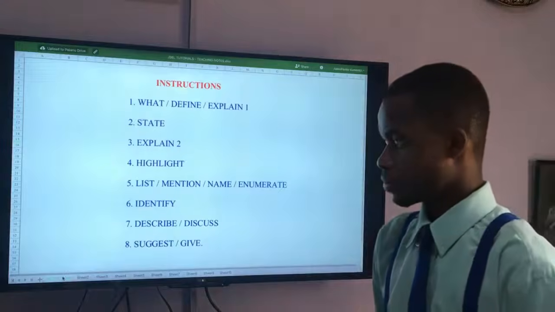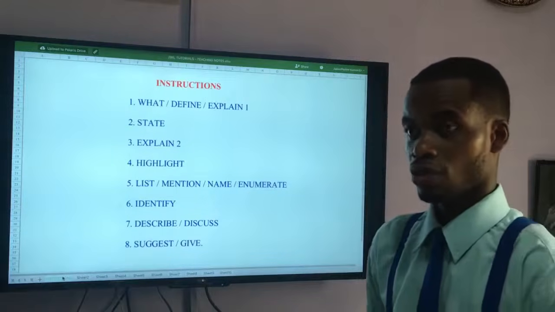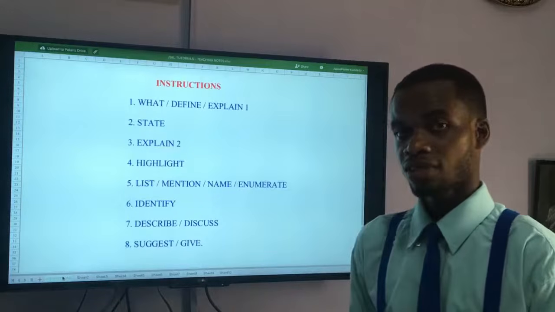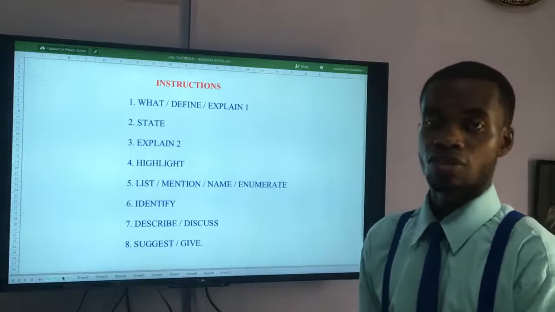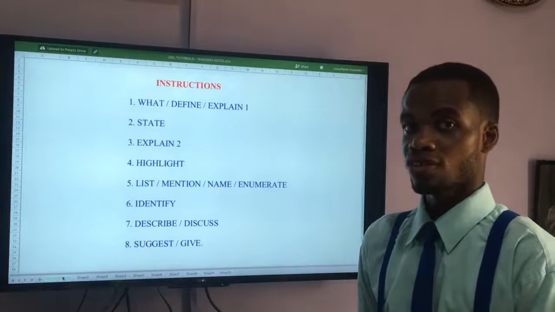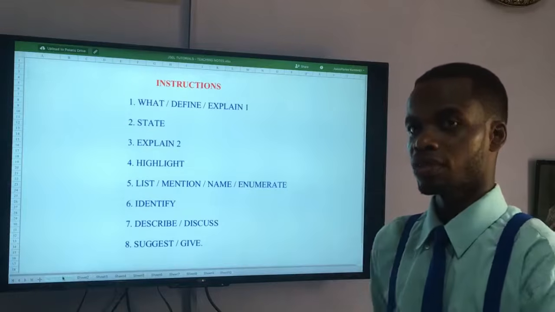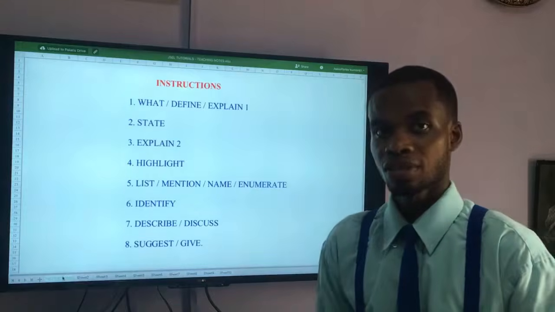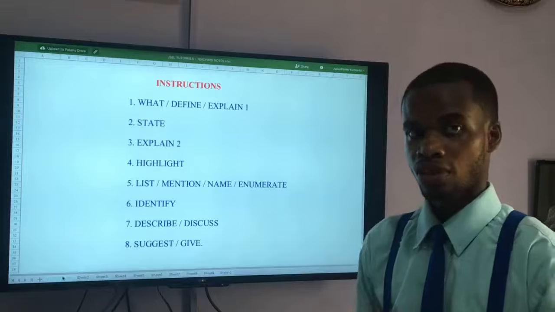Then we look at identify. Identify is also one of the instructions commonly used in this particular subject. Remember, in other subjects like science and RME, which is religious and moral education, they use these instructions. But what they are demanding in those subjects might be different from what you'll be expecting here. We are looking at social studies.